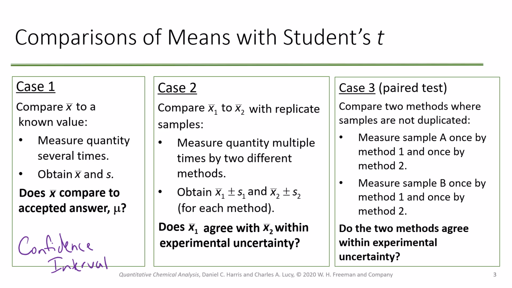For case 2, you have two different sets of data with many replicates, and you're comparing both sets of data. So you'll have two means, two standard deviations, two values for n, and you're going to be comparing those means.